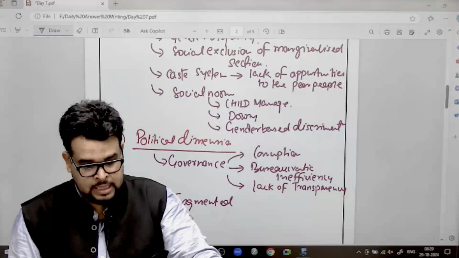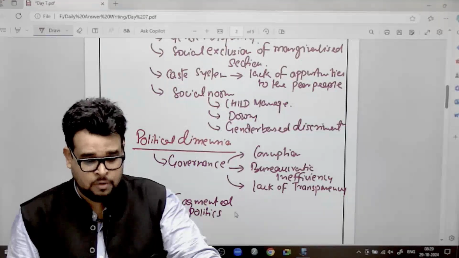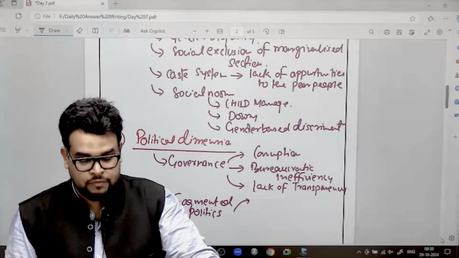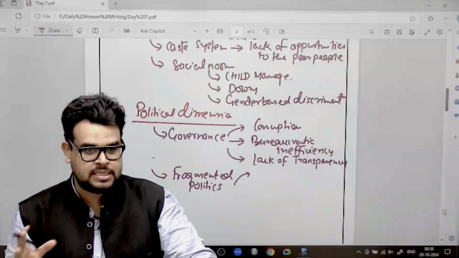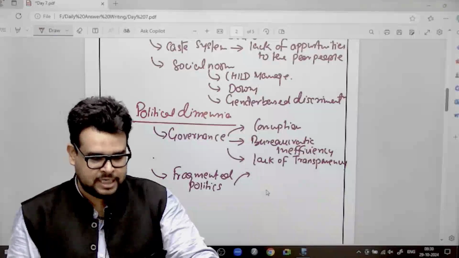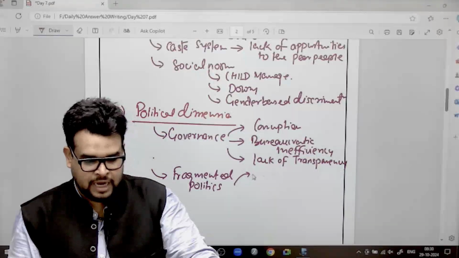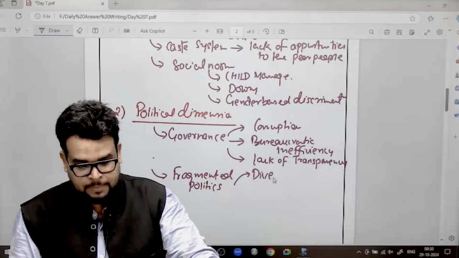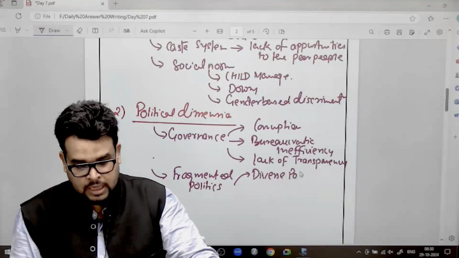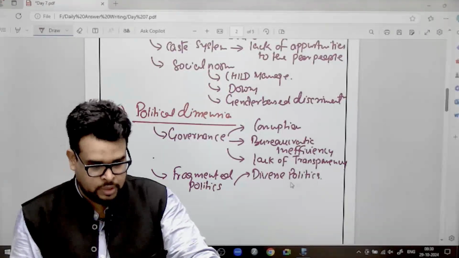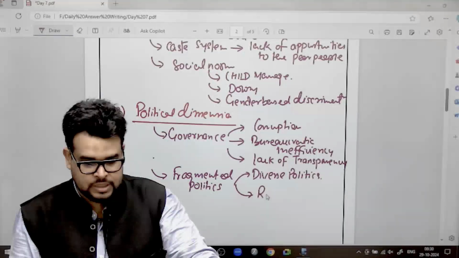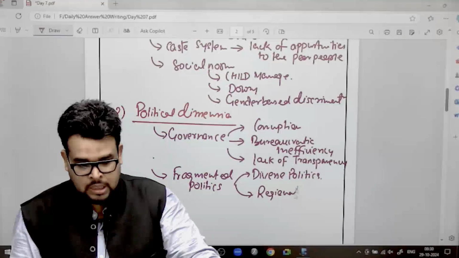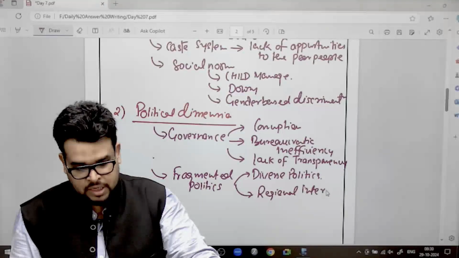Fragmented politics. Because these schemes are not being implemented properly, a lot of the time it is going for appeasement. I have to appease this section, I have to appease that section. So fragmented politics. Why is there this fragmented politics? Because of diverse politics. Okay. And the second important thing is your regional interest.